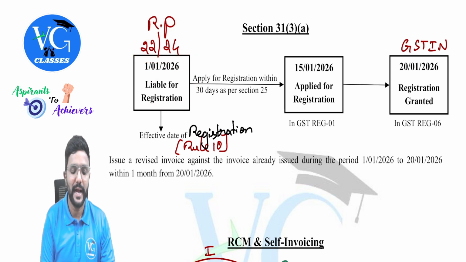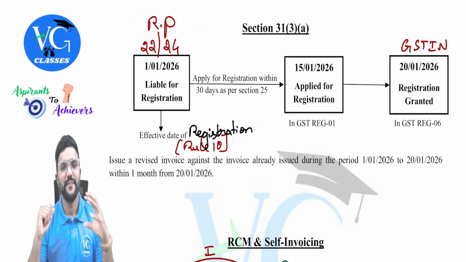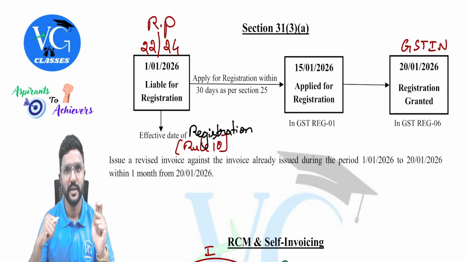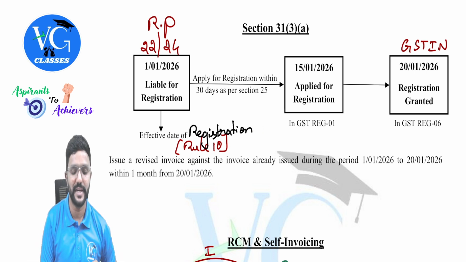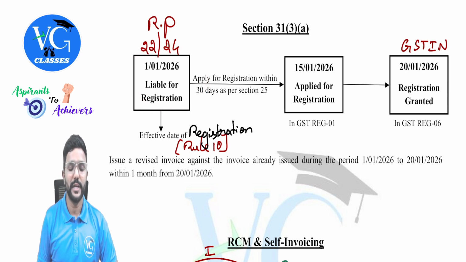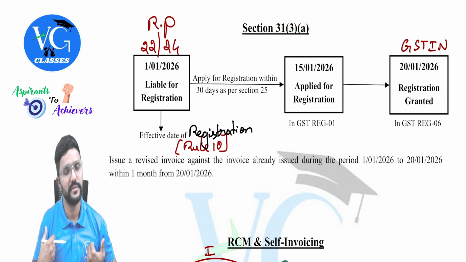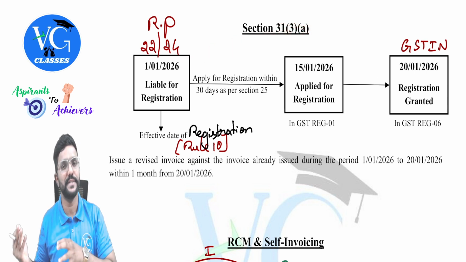So on that day, I am called a registered person. This provision is given where? In rule 10. If a person has applied for registration within 30 days from the date on which he was liable, then the effective date of registration will be the date on which he was liable. So any outward supply which I make on or after this date, I am liable to pay GST? Yes.